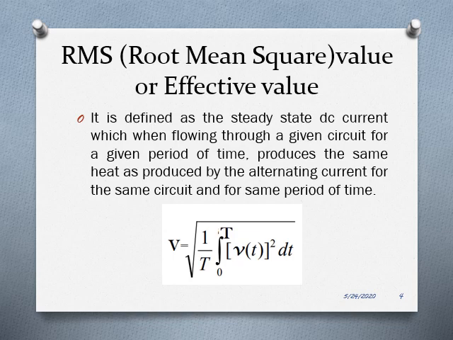Its equation is V is equal to square root of 1 by T integral 0 to T V of T the whole square dt, where V is the RMS value of the voltage, capital T is the time period, V of T is the function of that particular waveform with respect to time dt.